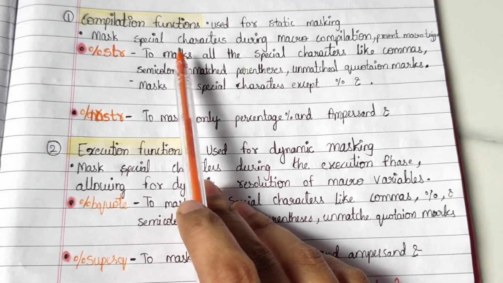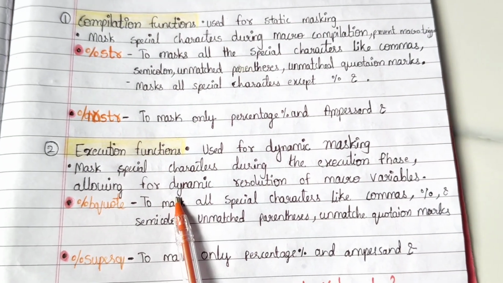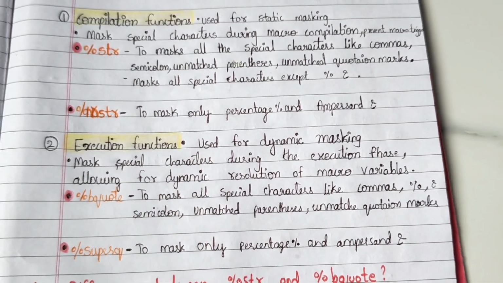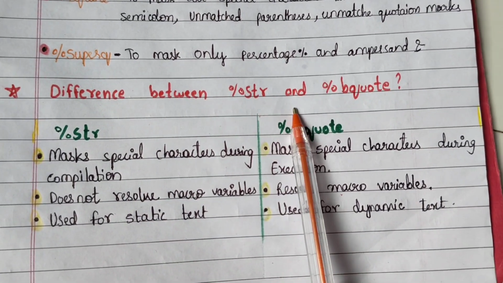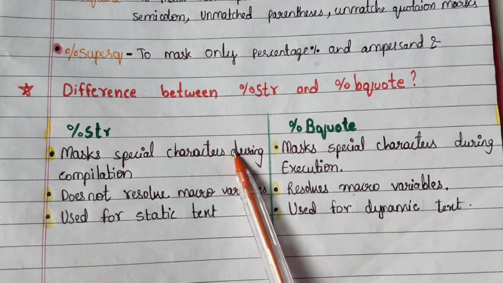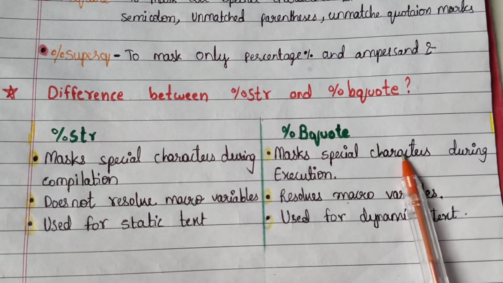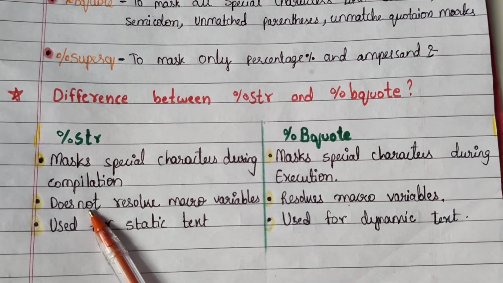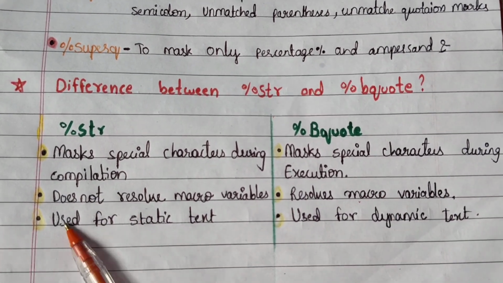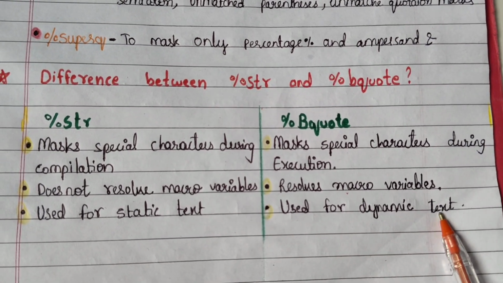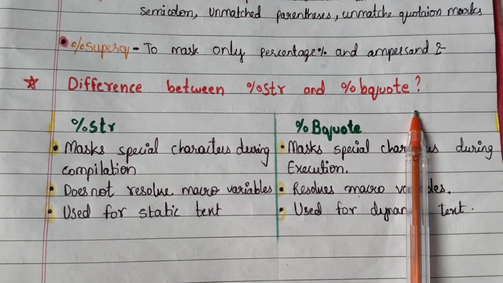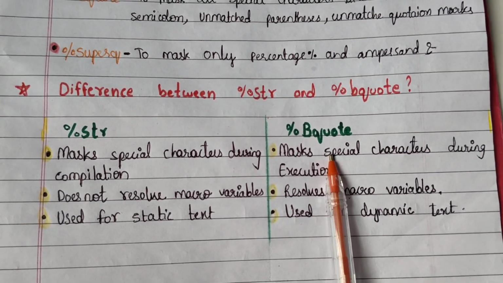%nrstr masks only percent and ampersand, and %superq does the same. Both are the same, but this is compilation and this is execution. While executing we use this, while compiling we use this. Clear? Now the difference between %str and %bquote: %str masks special characters during the compilation phase, %bquote masks them during the execution phase. %str does not resolve macro variables, %bquote resolves macro variables. %str is used for static text, %bquote for dynamic text. They definitely ask this question, so give this answer, it's enough.